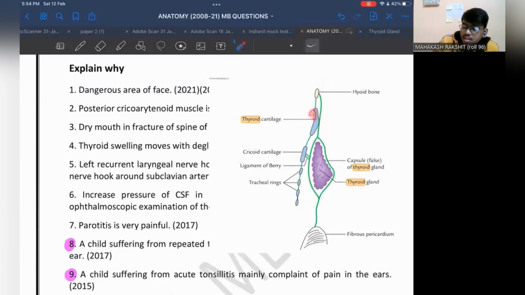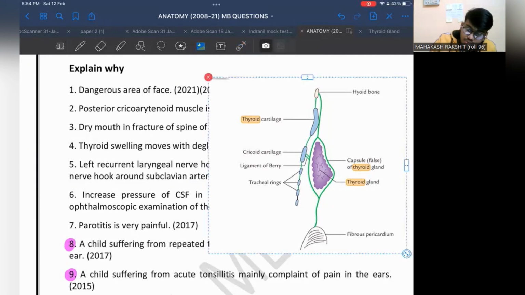This pulls up this thyroid cartilage. This pulls up this cricoid. This one is the cricothyroid membrane. So the cricoid also moves up, and the ligament of Berry pulls the thyroid upwards. Okay, so as we swallow, the thyroid moves up and down due to these movements, right? Let's go to the next question.